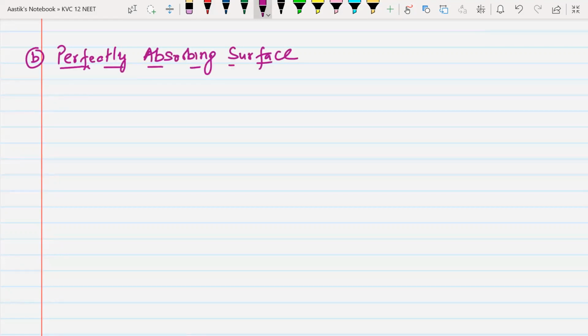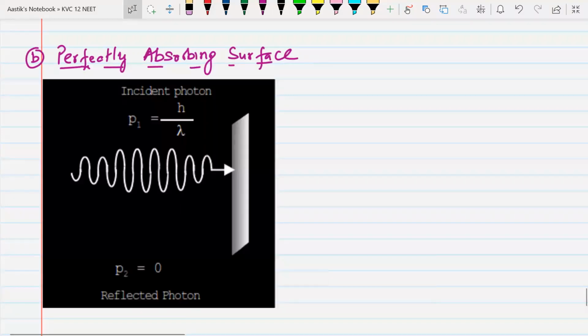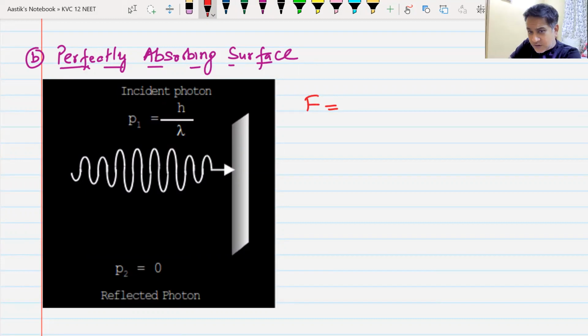So in this case, what is going to happen here? The photons after falling are not going to go anywhere, but they are going to get absorbed. Now, if you can remember the previous formula, you should be able to tell me the formula in this case. What will be the formula of force in this case? The formula for force in the previous case was, and I will not tell you because you will have to remember it.